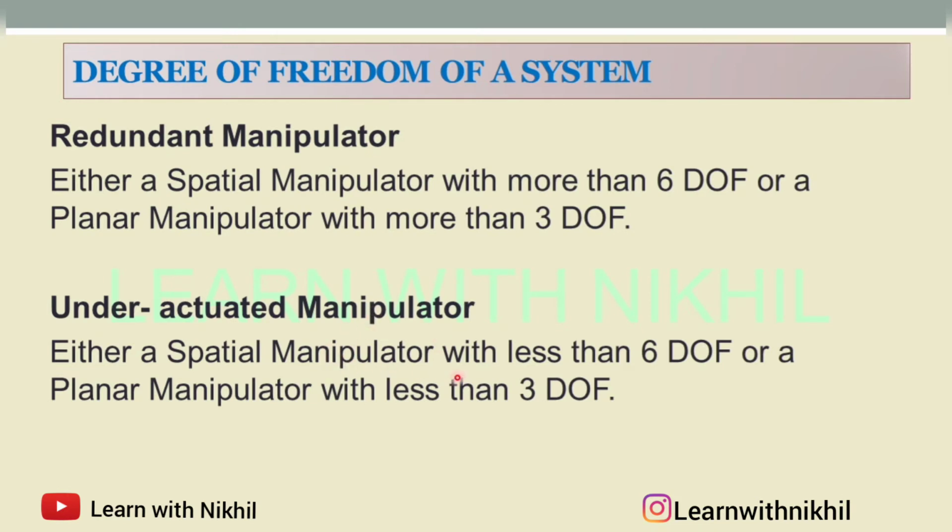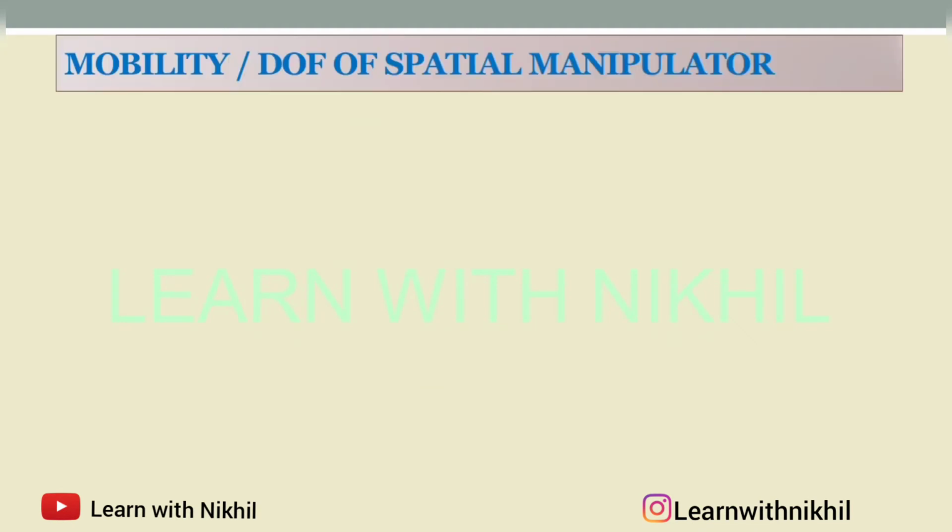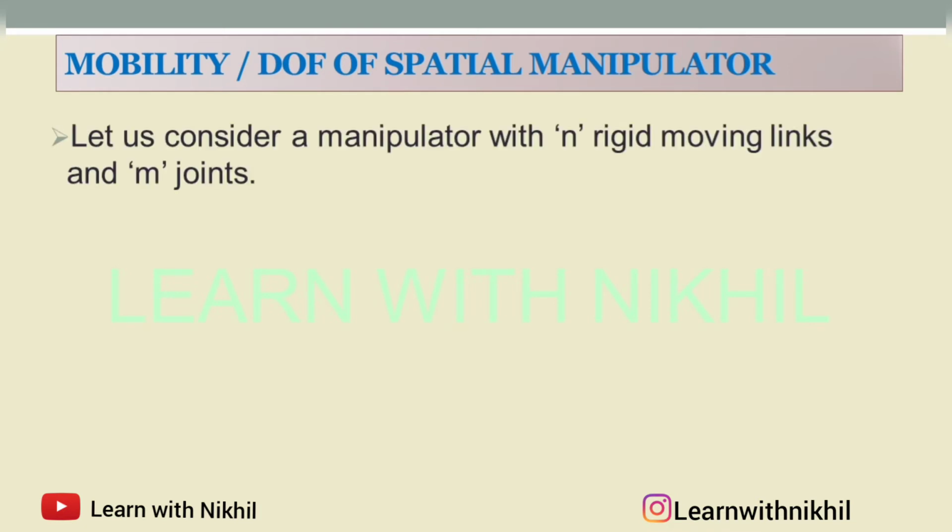So fewer degrees of freedom than the standard one is underactuated, and if it has more than the standard value, it is a redundant manipulator. Now, as we have understood how important it is to find the degree of freedom or mobility of a robot, we need to calculate the degree of freedom of a robot. To calculate it, you have an equation, so I'll explain it to you.